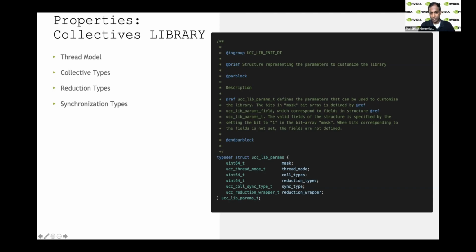Next property is collective types. Sorry. No, I think that was just background noise. Please proceed. Okay, no problem.